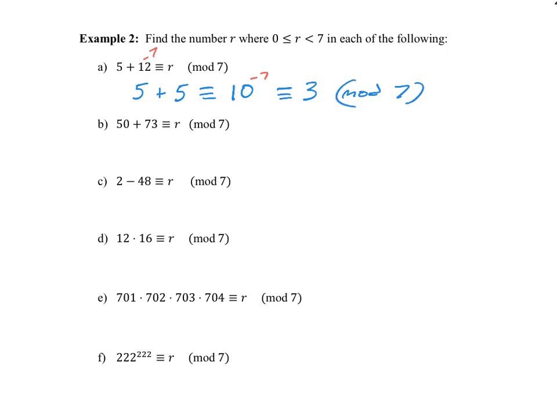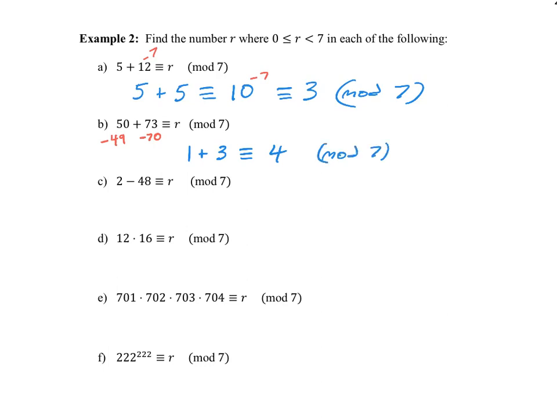Okay, in the next example, we'll try to make use of reducing first. It's nice to think of a multiple of 7 that's close to whatever number you're dealing with. So if we have 50, how about we subtract 49? And if you have 73, how about we subtract 70? So this would give us 1 plus 3, which is 4 in mod 7.